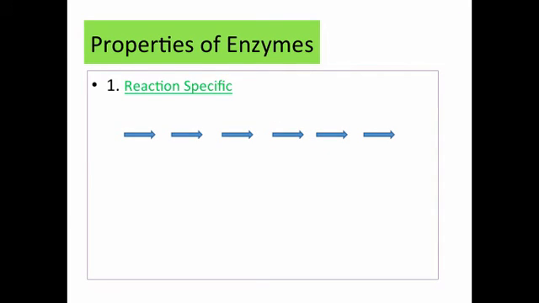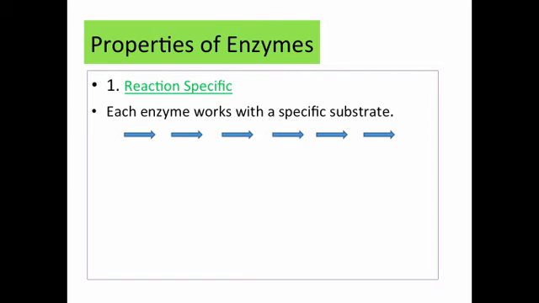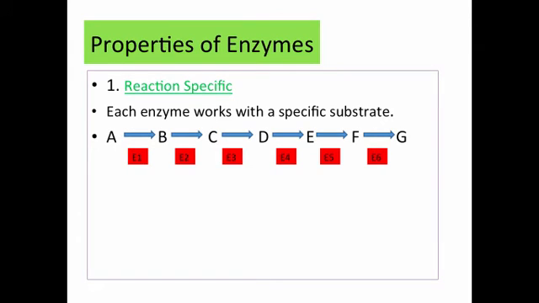So what are some of the properties? We've already mentioned that all enzymes are reaction specific. In other words, one enzyme works with one particular substrate. If I want to have a chemical reaction that eventually produces product G, it's going to take multiple steps to get there, because there's never just one step of something in your body. It always takes multiple steps.